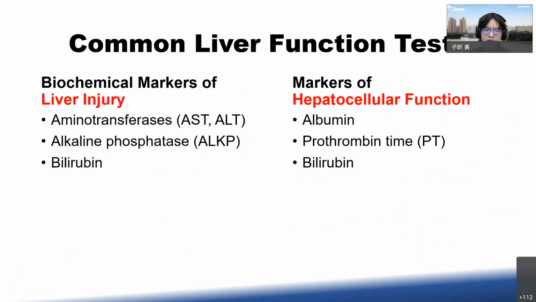So we can group these function tests into two groups. One is the marker of liver injury, and we commonly call these AST, ALT liver enzymes. So they reflect the damage to the liver or the biliary obstruction. Albumin and prothrombin time reflect the impaired synthetic function of the liver, and bilirubin may reflect both liver injury and hepatocellular function.